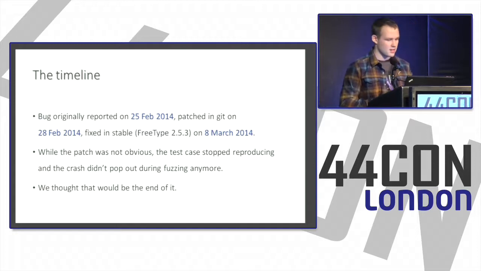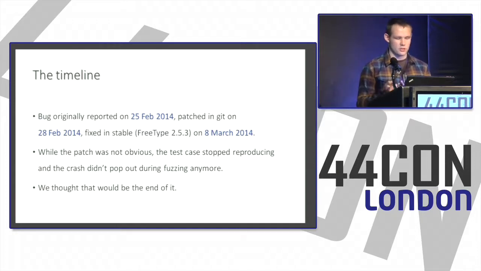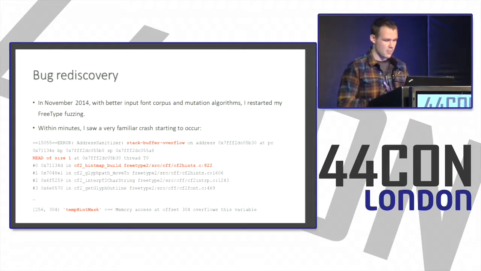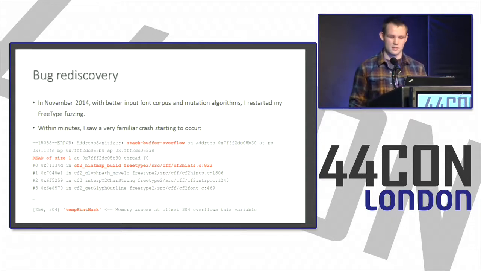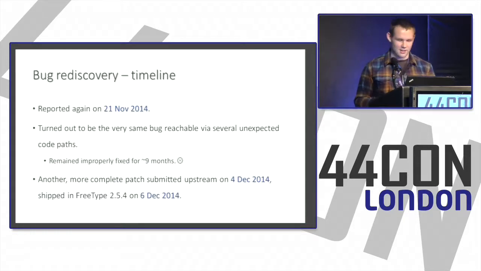So the timeline of the bug was that I discovered it in February and reported it on the 25th of February. It was patched in Git 3 days later, and then a few more days later it was also released in a stable version of FreeType. So the test case stopped reproducing, and the bug didn't pop out anymore in my fuzzing, so I thought it was fixed. But a few months later, I had a better corpus and better mutation algorithms for fuzzing, so I restarted FreeType fuzzing, and it turned out that the bug was still there, reachable through some other code paths.